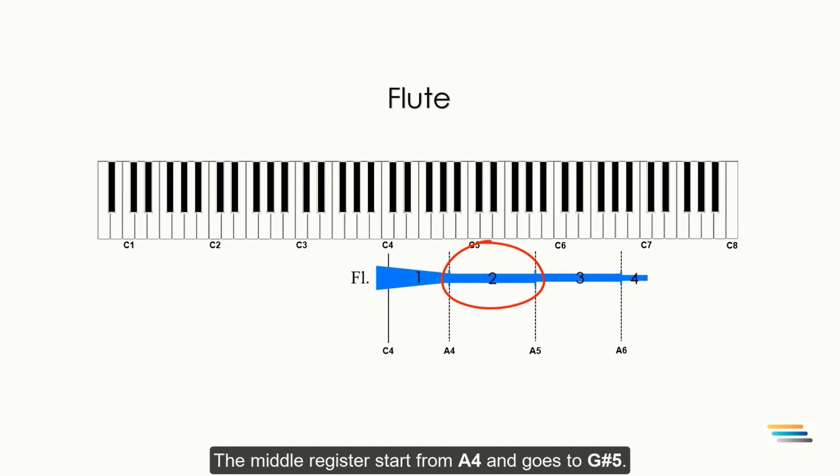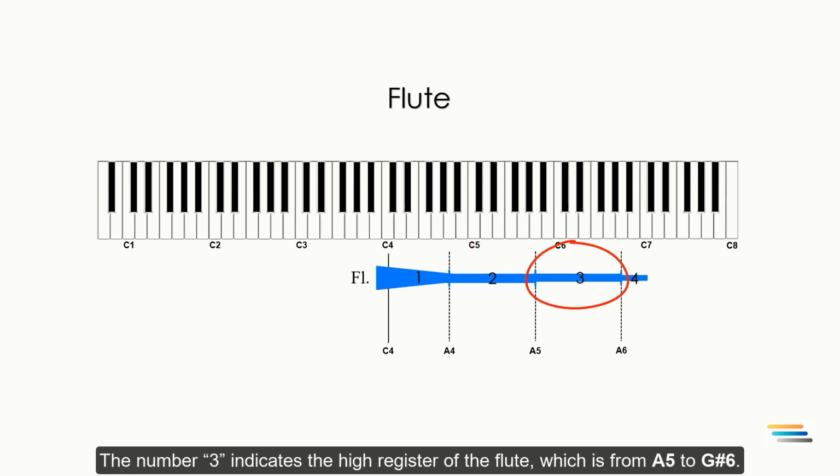The middle register starts from A4 and goes to G sharp 5. The number 2 indicates the middle register. Here the tones are soft and sweet. This is one of the most effective registers for chord voicing.